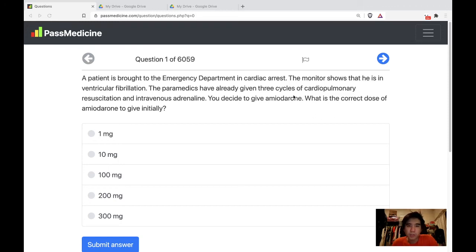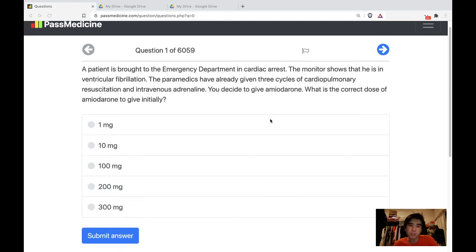A patient is brought to the emergency department in cardiac arrest. The monitor shows that he is in ventricular fibrillation. The paramedics have already given 3 cycles of cardiopulmonary resuscitation and intravenous adrenaline. You decide to give amiodarone. What is the correct dose of amiodarone to give initially?